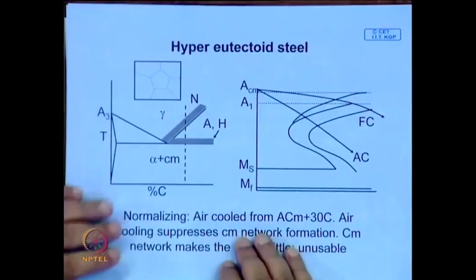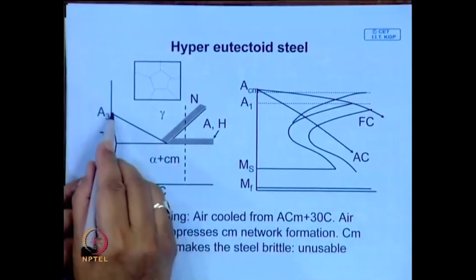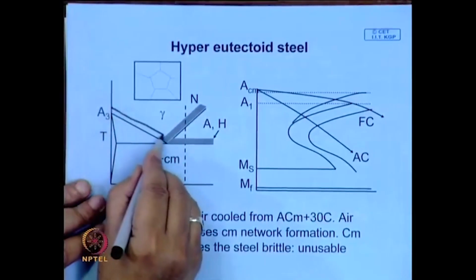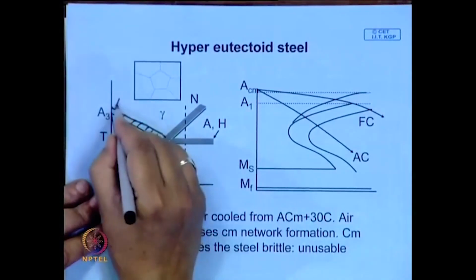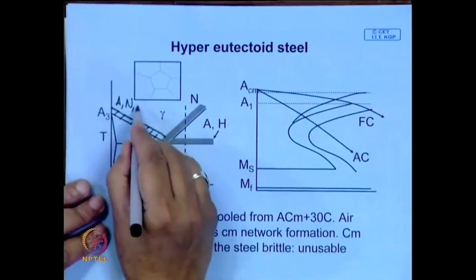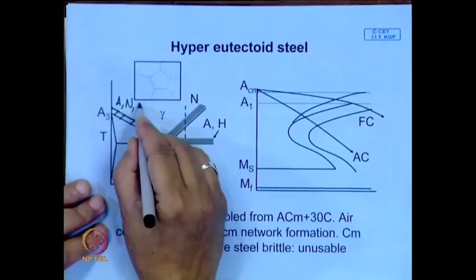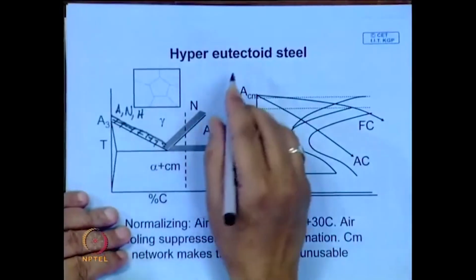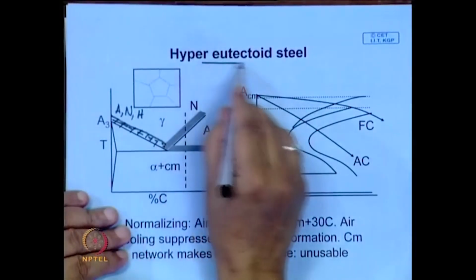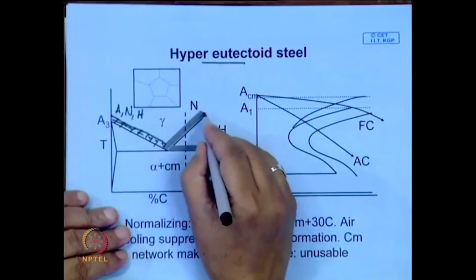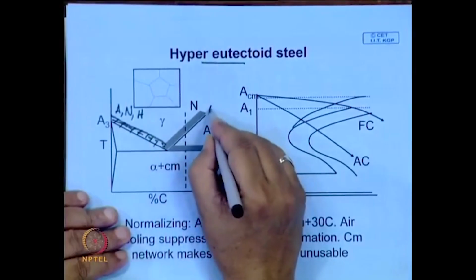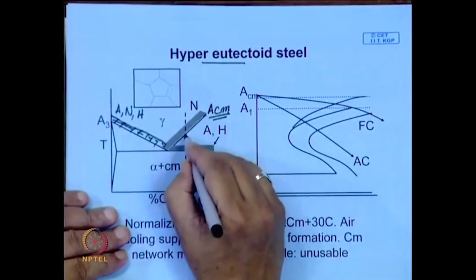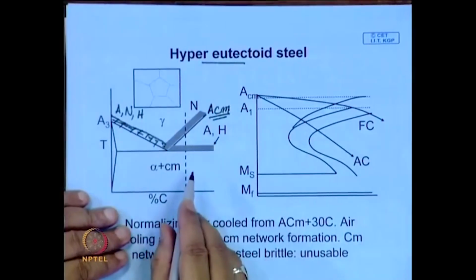Now, in the case of hypoeutectoid steel, we have seen this side of the composition: irrespective of whether it is annealing, normalizing or hardening, you heat it in this temperature range. Whereas, in the case of a hypereutectoid steel, there is a little difference, and what is this difference? In the case of normalizing, you can heat it above this line called the ACM line, where this line represents the temperature at which proeutectoid cementite starts precipitating.